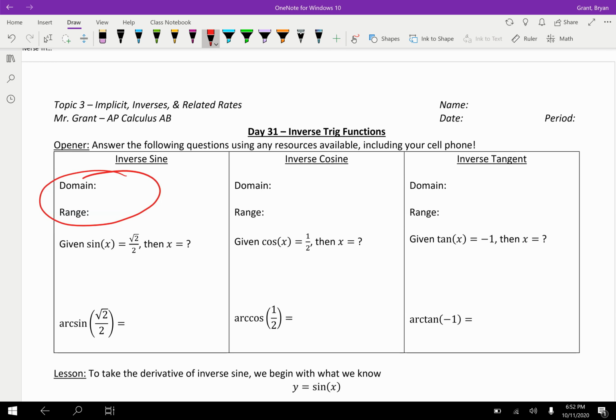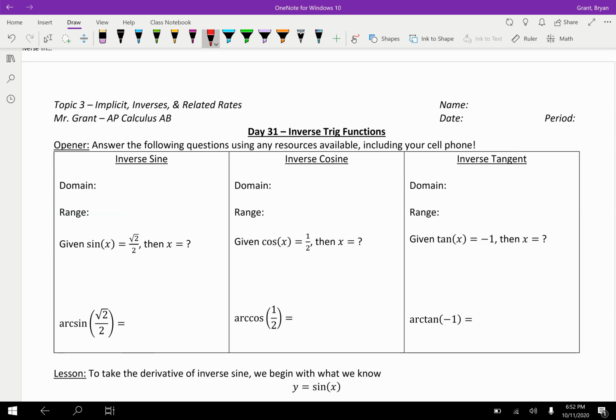For example, what are the domain and range for inverse sine? Given this equation, can you tell me what x is? Given the inverse or the arc sine of root 2 over 2, can you give me the value? Evaluate that expression. And then the same thing for inverse cosine and inverse tangent.